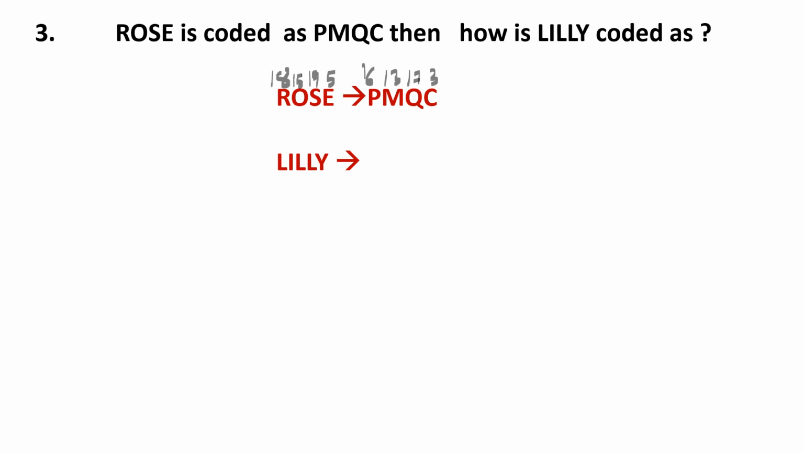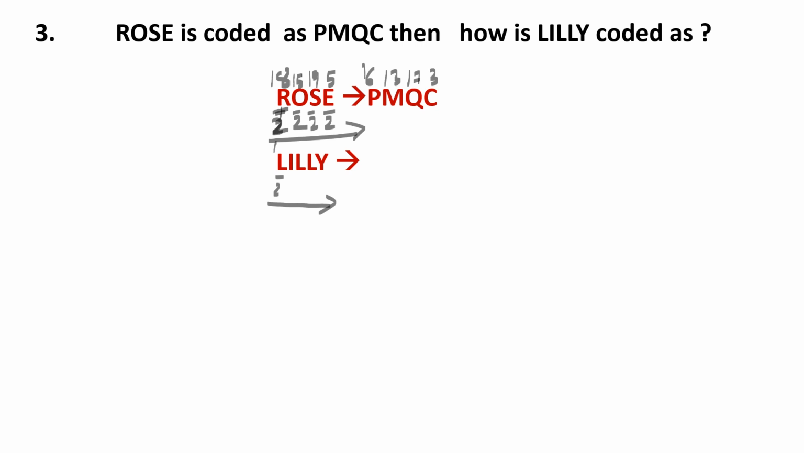18 first letter. Compare the first letter. 18, here 16, means plus 2. Next 15, 13. That is minus 2. 19, 17, that is again minus 2. 15 minus 2 is 13. 19 minus 2 is 17. 5 minus 2 is 3. From left to right, it is every time minus 2.